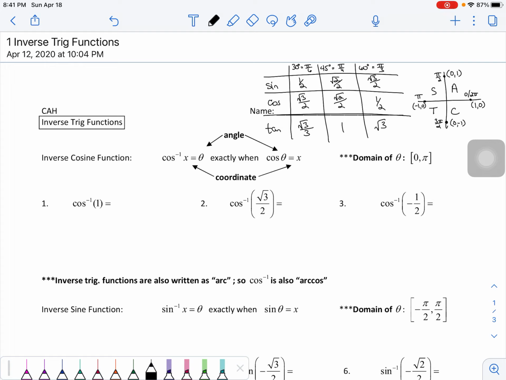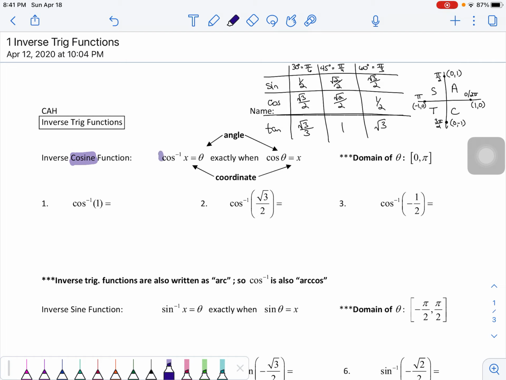What we're going to be working with is all going to be in radians. So while my trig chart has 30, 45, and 60, I won't be using those. I'll be using pi over 6, pi over 4, and pi over 3. So let's jump right into it. We're going to talk about the basics in this video, and then in the next video, we'll do some combination problems. So first thing, we've got inverse cosine functions.